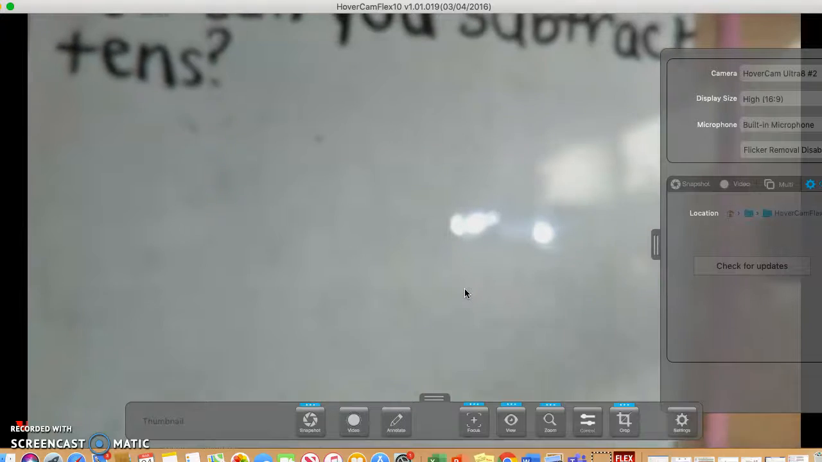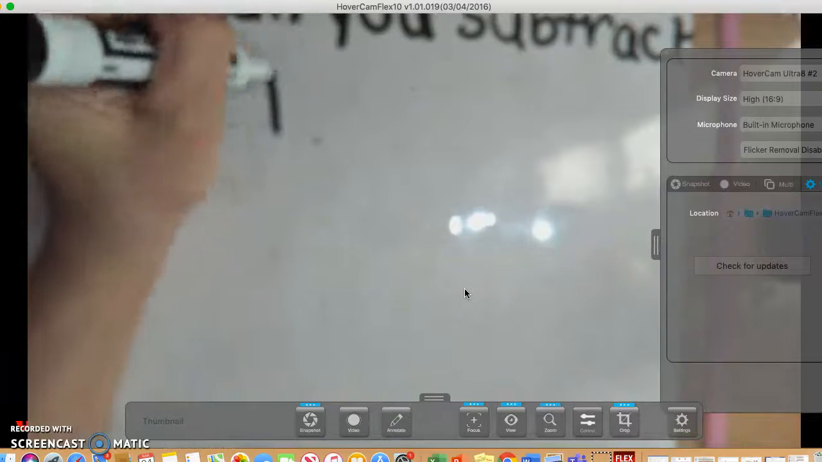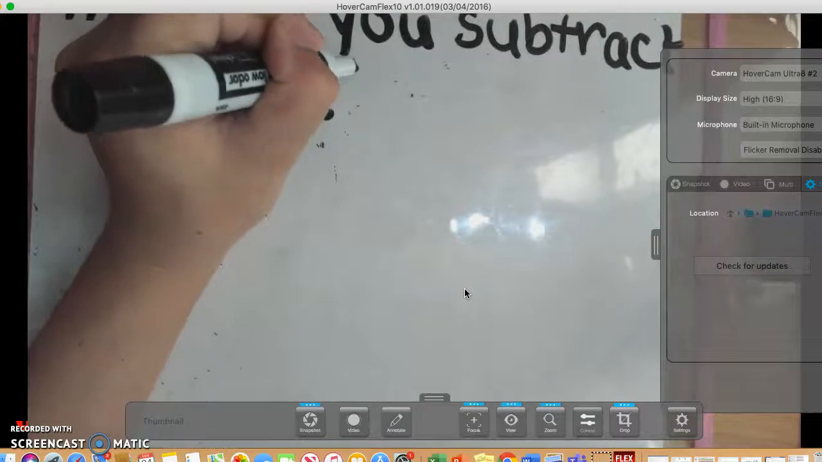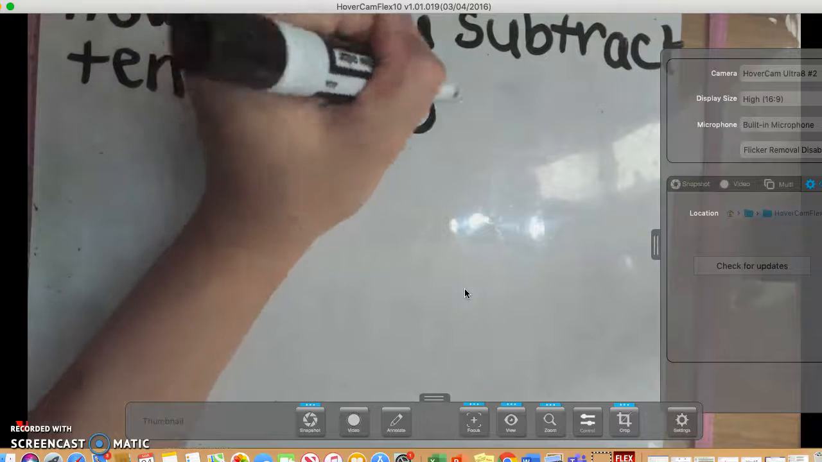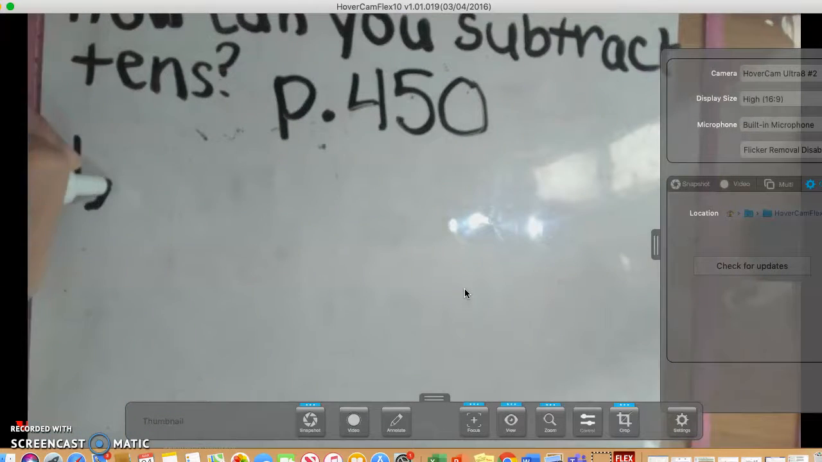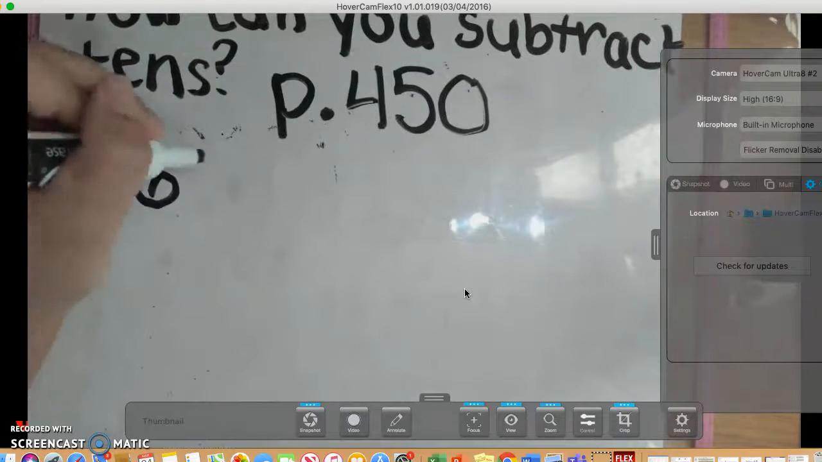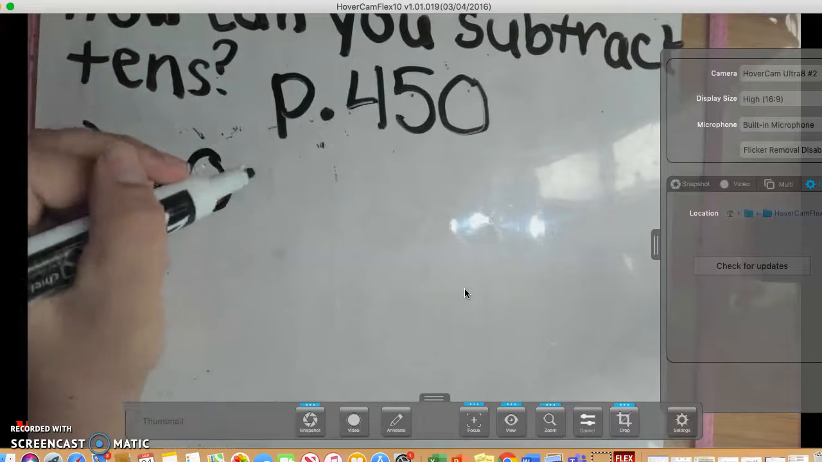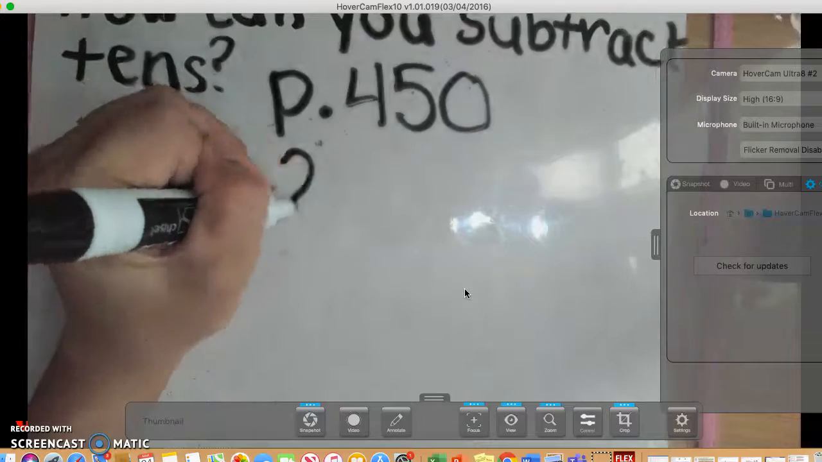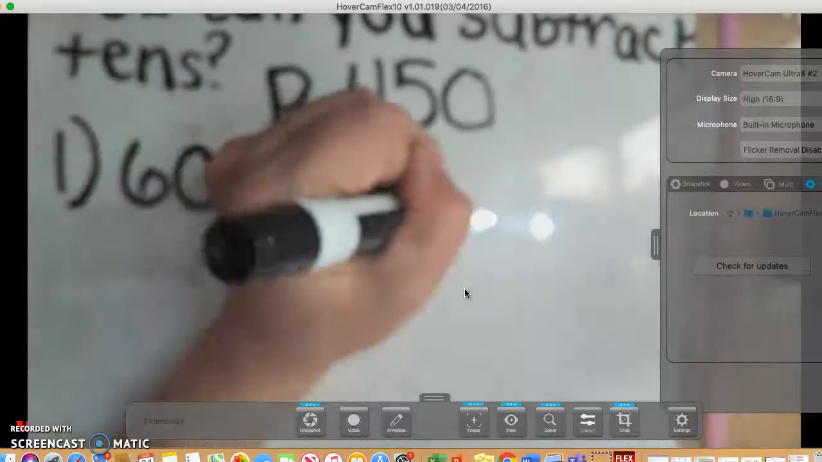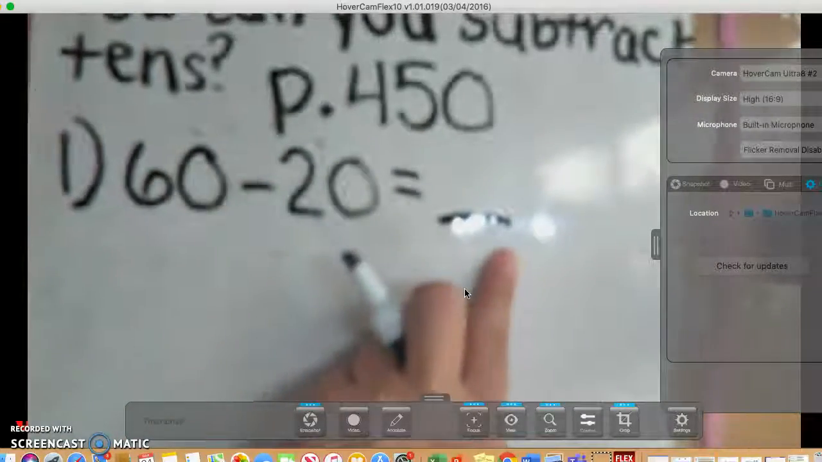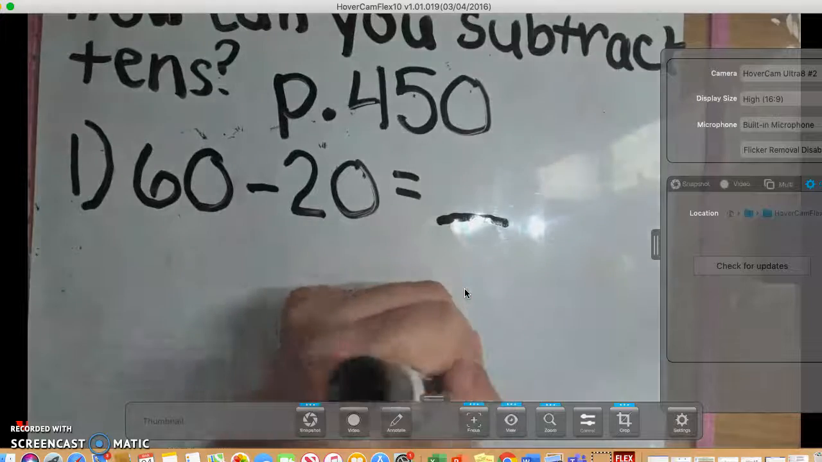So I'm going to show you. This is going to be the first problem on page 450. Number 1 is 60 minus 20 equals question mark or blank. And this is our difference. And I want to know how many tens.